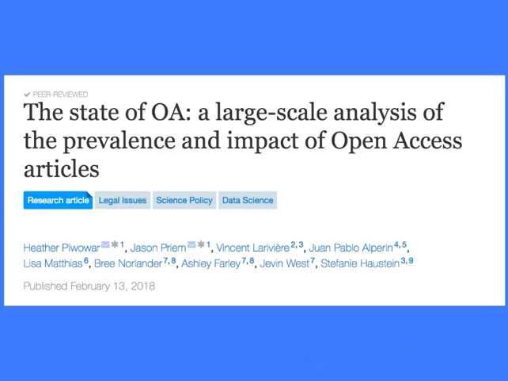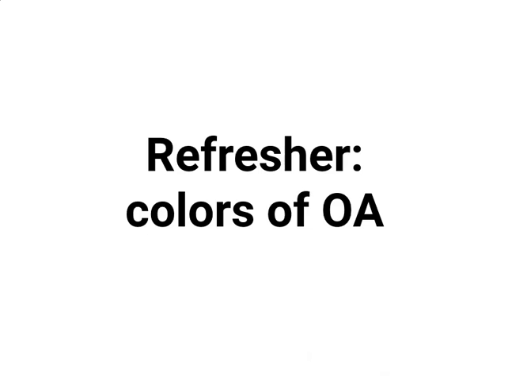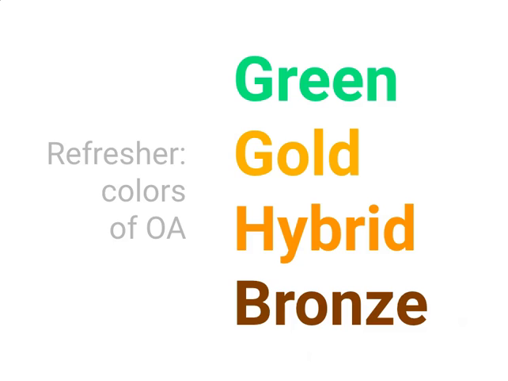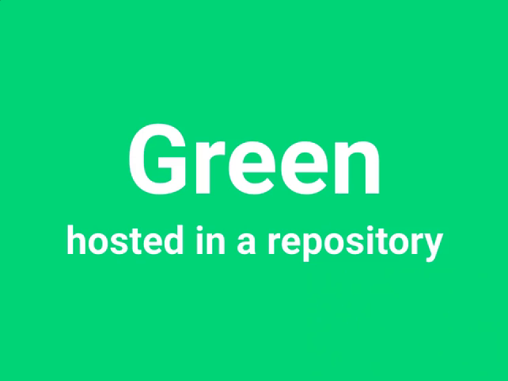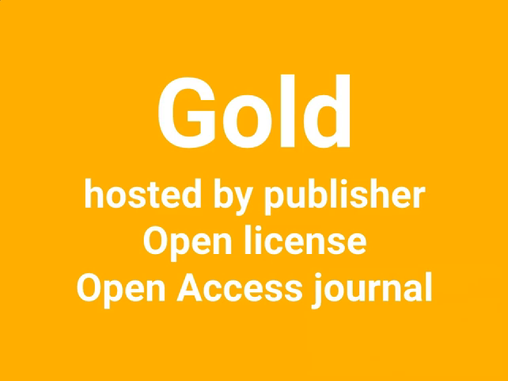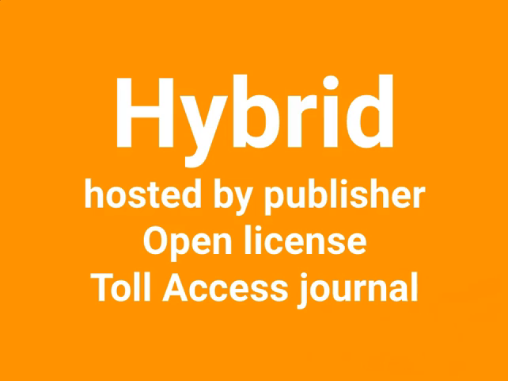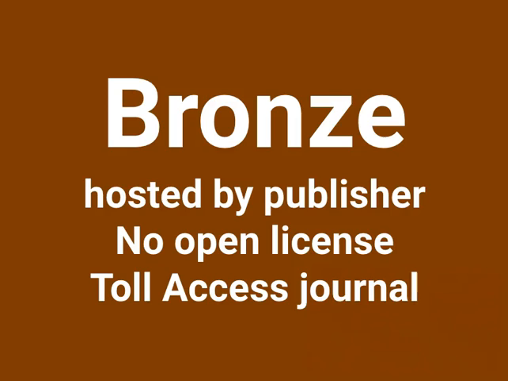That's a good indication. A quick refresher on the colors of OA is relevant here. We've got green, gold, hybrid, and a new one we minted called bronze. Green is, of course, hosted in a repository. Gold is hosted by the publisher. It's a fully open publisher with a good license. Hybrid is like gold, but it's a toll access publisher. And bronze is, as I said, one we made up. It's hosted by the publisher. It doesn't have an open license, and it's in a toll access journal. So that's, generally speaking, kind of the worst type of OA, because that lack of an open license really hinders some of the approaches that we could do to reuse.